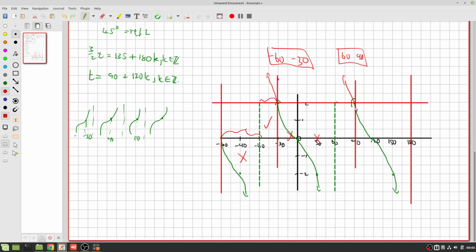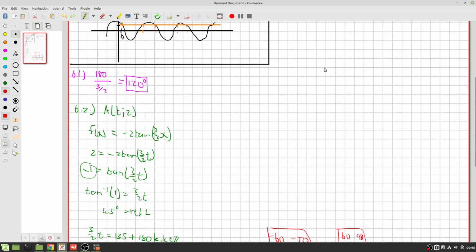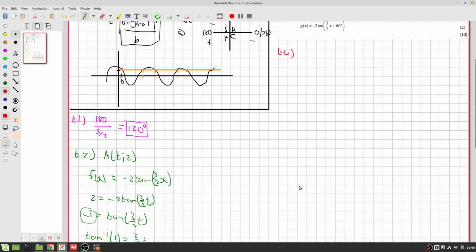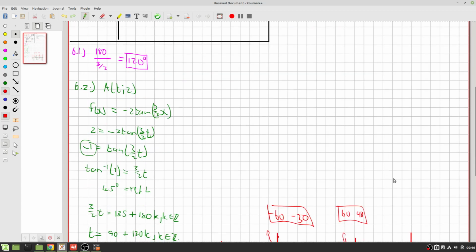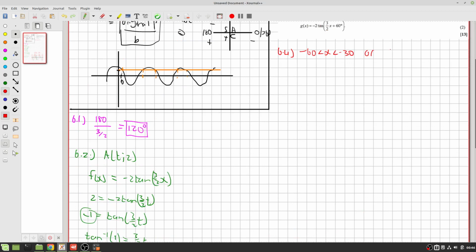And then from 90 all the way there, the graph keeps on being below 2. So we're not interested in that either. So this will be our answer. Right, x between negative 60 and negative 30, or, what is the other one? Between 60 and 90. Right, between 60 and 90.